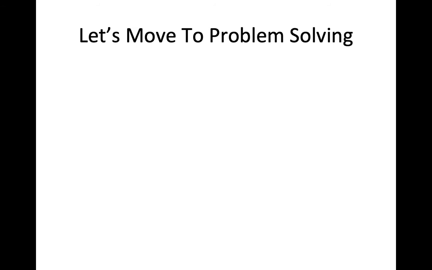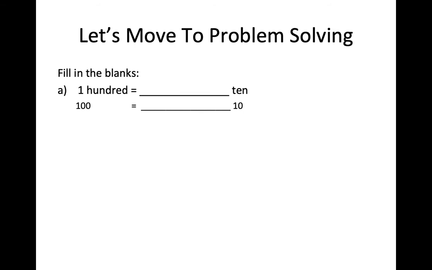So now let's move to problem solving questions. Before moving to the book exercise, I am just going to give you some examples of my own, similar to the book exercise. So for example, 100 equals blank tens. This is a fill in the blank exercise. You can consider how many 10 notes are going to make 100. So it's just the same question. It means how many 10 notes will make 100.